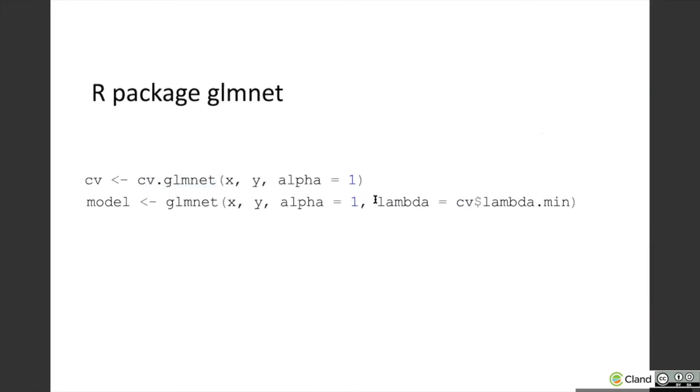Then you inject the optimal value of lambda in the second line of code here to fit one single regression model using this optimized value of lambda, optimized from the cross-validation.